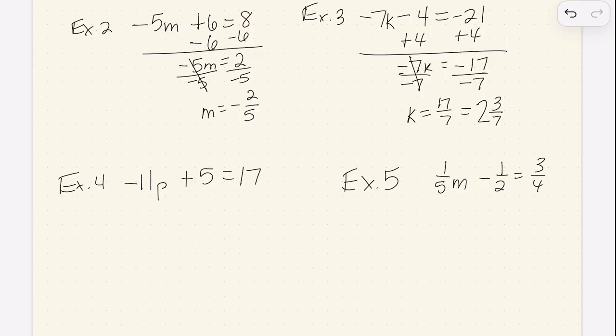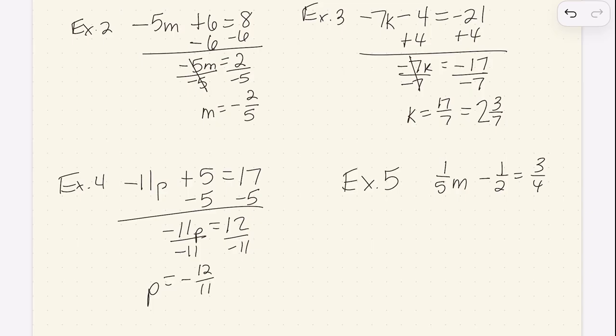I have negative 11p plus 5 equals 17. So I'm going to subtract 5 from both sides, and I get negative 11p equals 12. I'm going to divide by negative 11, and I get p equals negative 12 over 11, which equals negative 1 1/11.